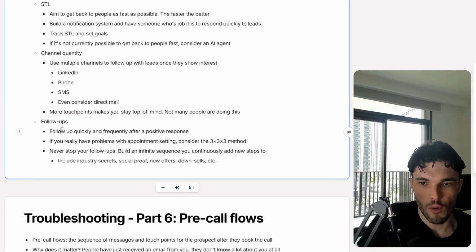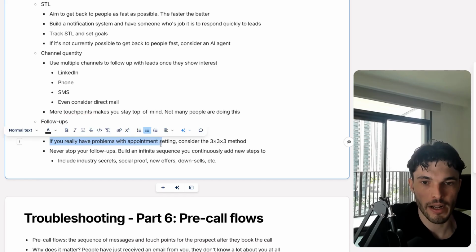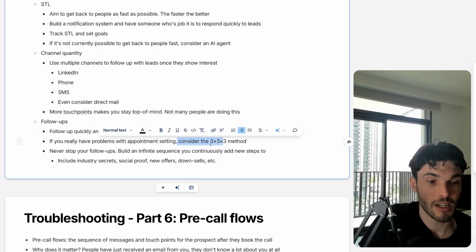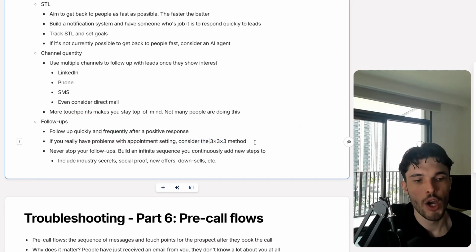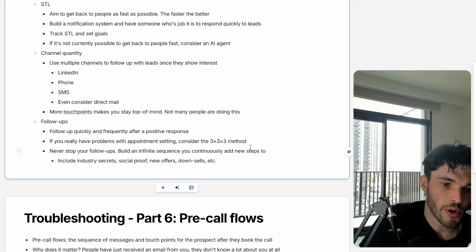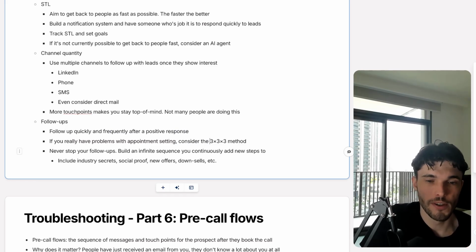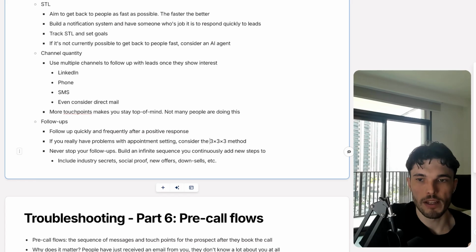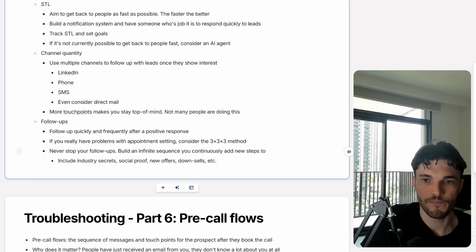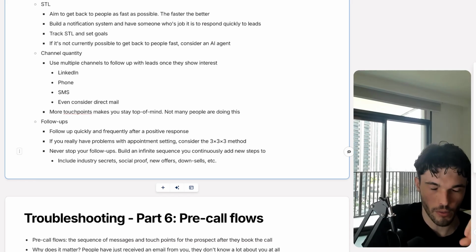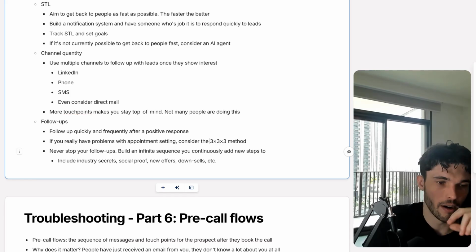Another thing here is follow-ups, right? So you need to follow up quickly and frequently after a positive response. And if you're really having problems with appointment setting, you can consider the 3x3x3 method, or the triple three method, where basically you're using 3 different channels to do 3 different touch points over 3 days. So let's say this is email, LinkedIn, and phone. So every day for 3 days, you're sending them 3 messages: one on email, one on LinkedIn, and one on SMS.